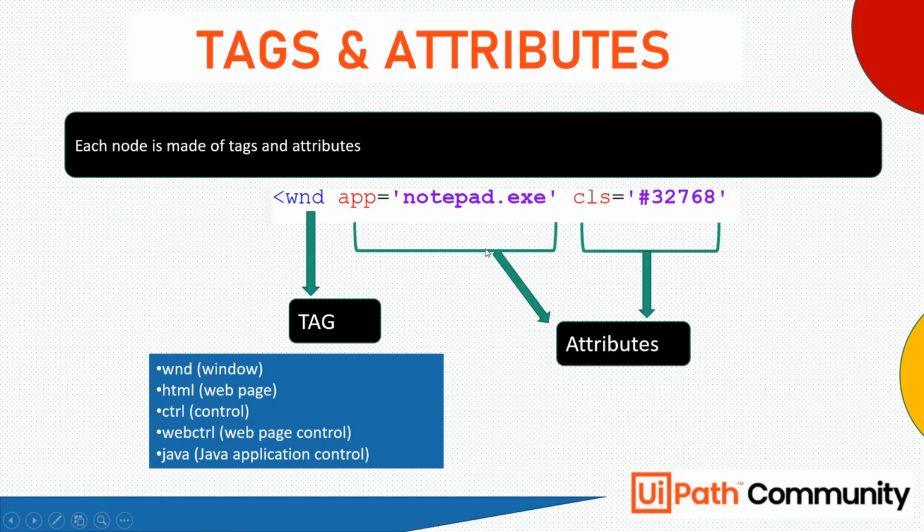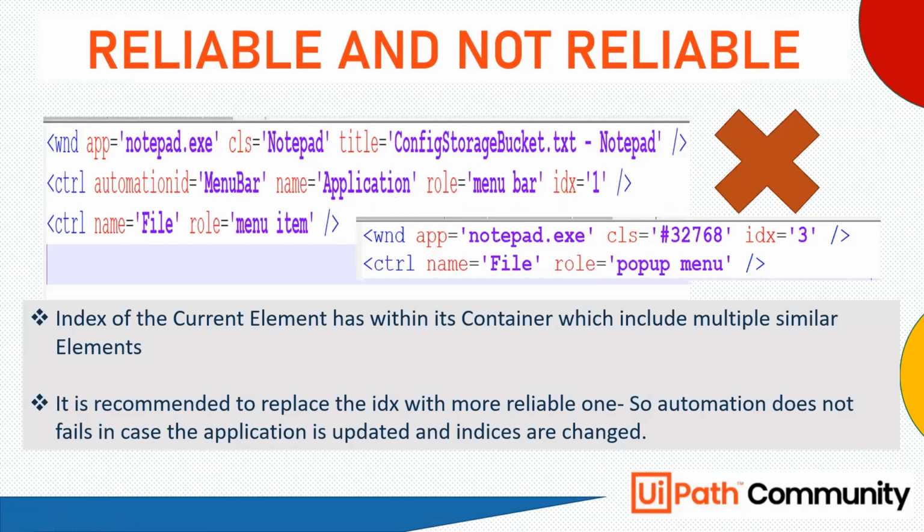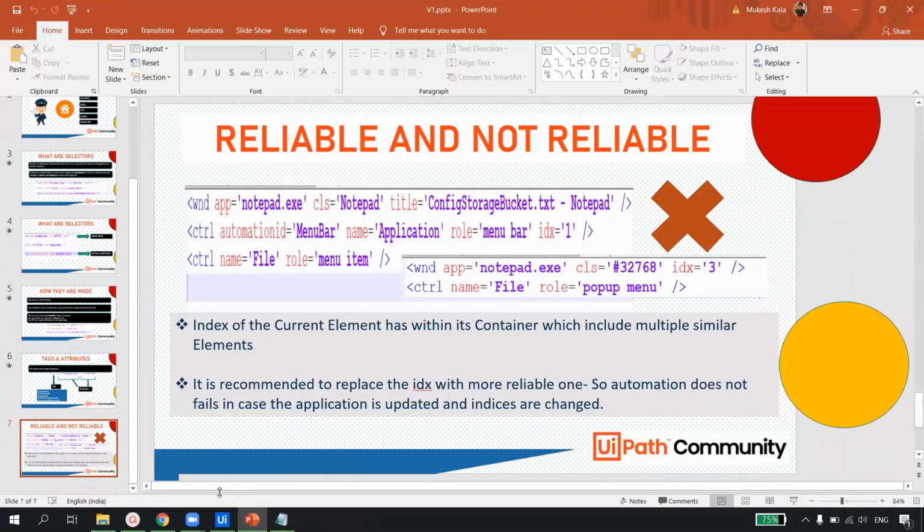And these all are attributes. So this is the tag and this is the attributes. Any questions here on the node? No question. Okay. So we will talk about reliable and non-reliable a little bit later.